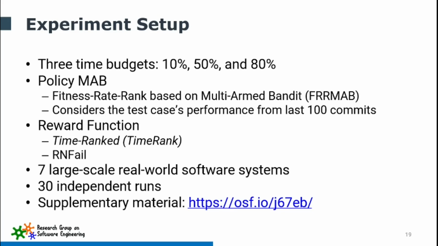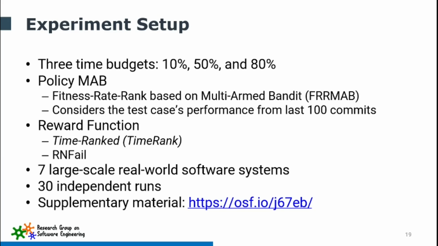RNFail is based on the number of failures associated with a test case, and this function captures the ability of a test case to produce failures. Time ranked evaluates if the failing test cases are ranked in the first positions in the prioritized test set, and penalizes early scheduling of the test cases that do not fail and persists the failing ones.